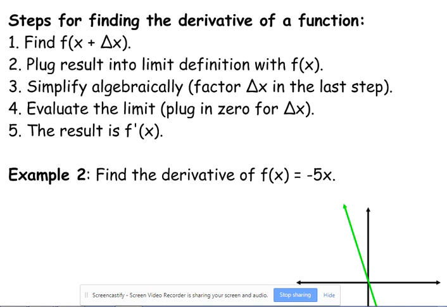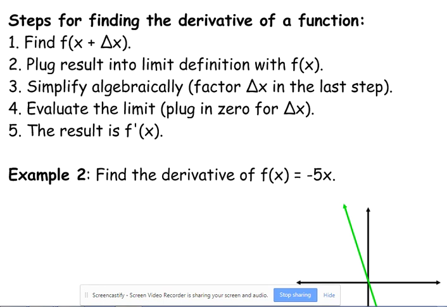Let's talk about the derivative. Okay, let's talk about finding the derivative of a function. So we covered the limit definition. You should have that in your notes from last week. The limit definition. So the first part of the limit definition is f of x plus delta x. Okay, so remember composition of functions from pre-calc? That's what that's referring to. You've got to plug x plus delta x into the function. And then we're going to plug it into the limit definition.